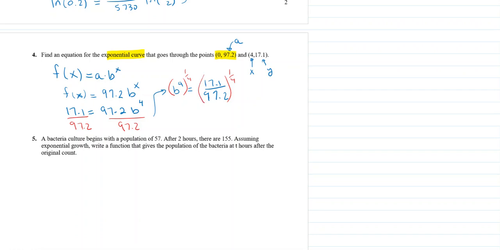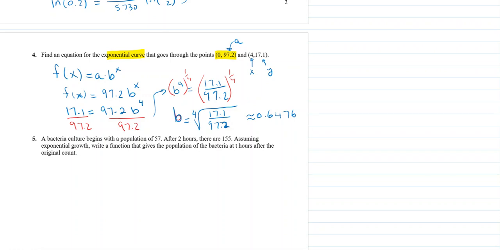It's just the positive. So b is this number, the exact value. You can write it as 1/4 power. I'll just write it like this too, just so you can see both versions either way. 17.1 over 97.2. When you put this in your calculator, you get approximately, I'll write it to 4 decimal places, 0.6476.